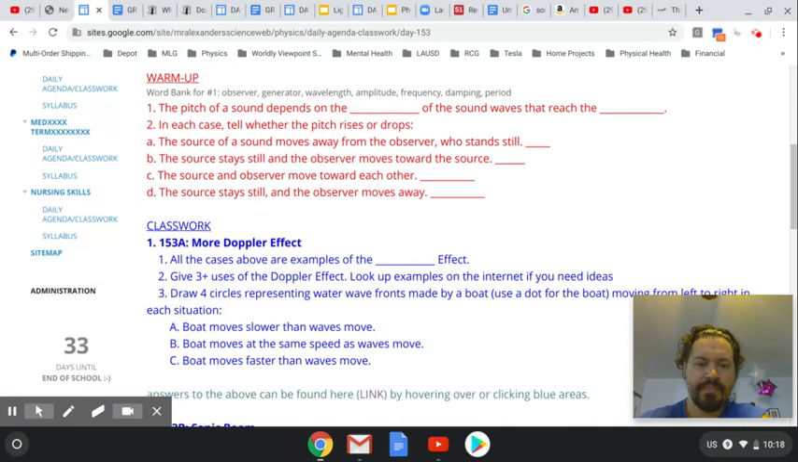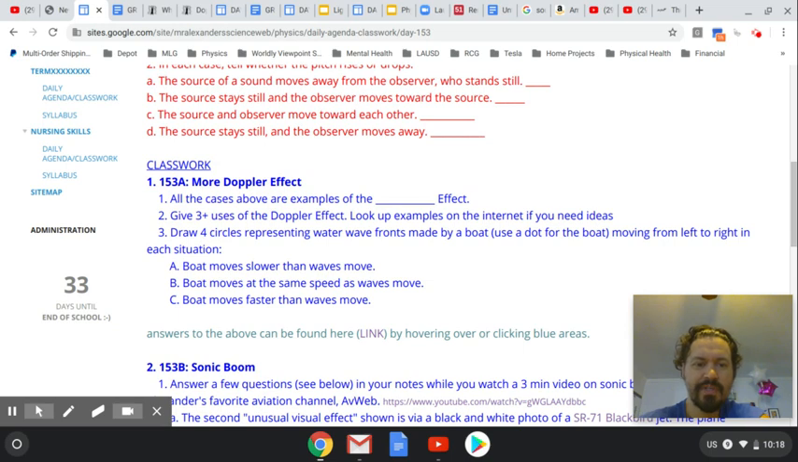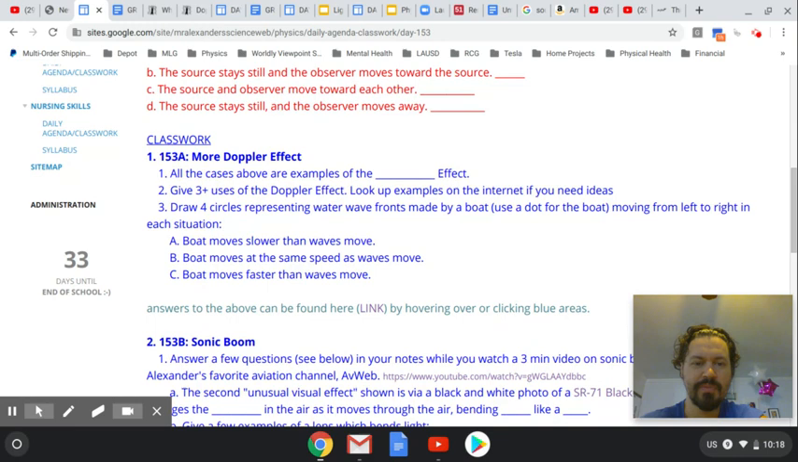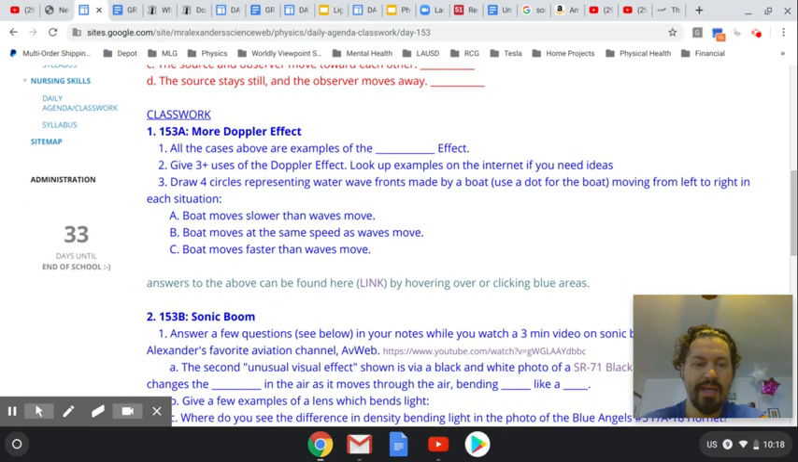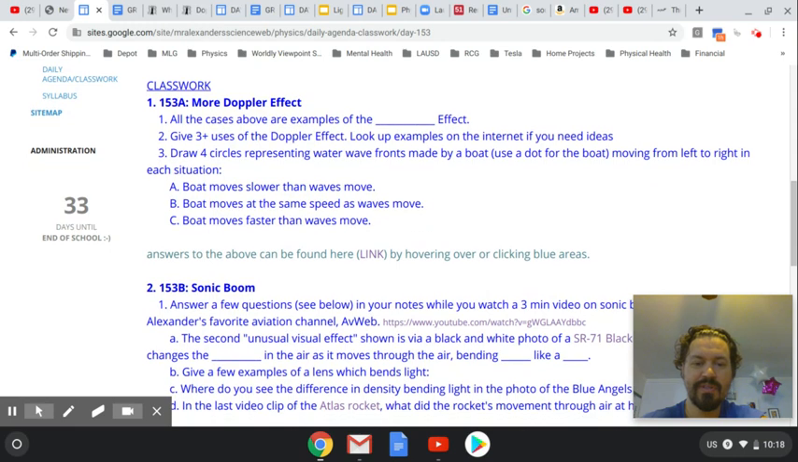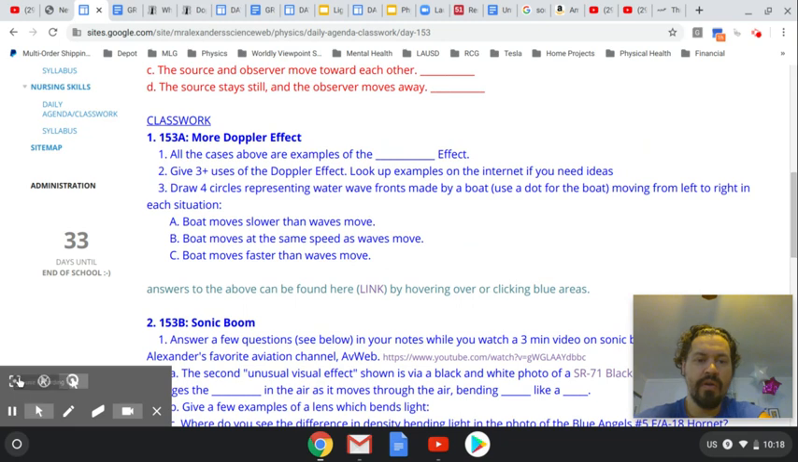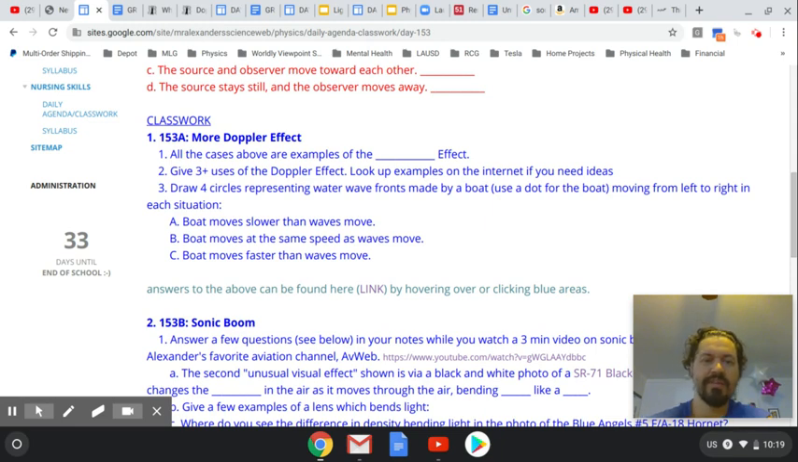Okay. For classwork, we're going to do a little bit more Doppler effect. We're going to look at some examples and some uses of this because it actually gets used quite a bit. And then we'll talk about sonic booms. And then that's it for sound. So take a few minutes right now to take your best shot at answering these 3 sets of questions, and then come on back.